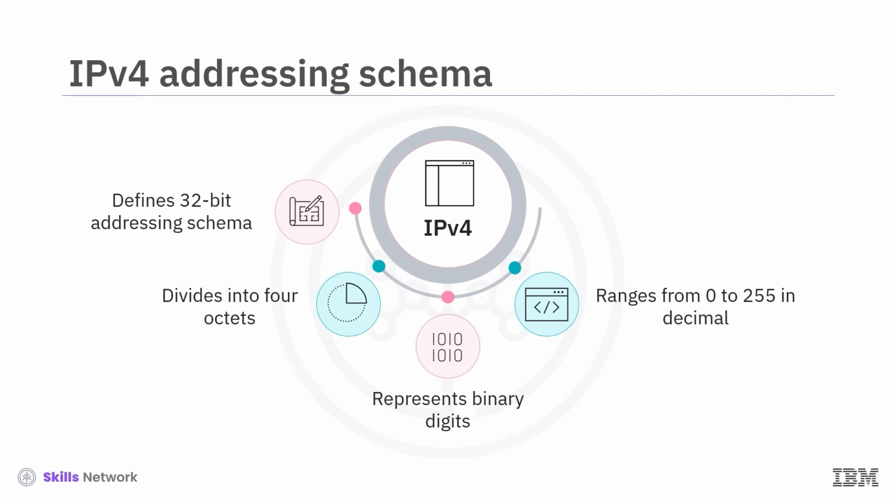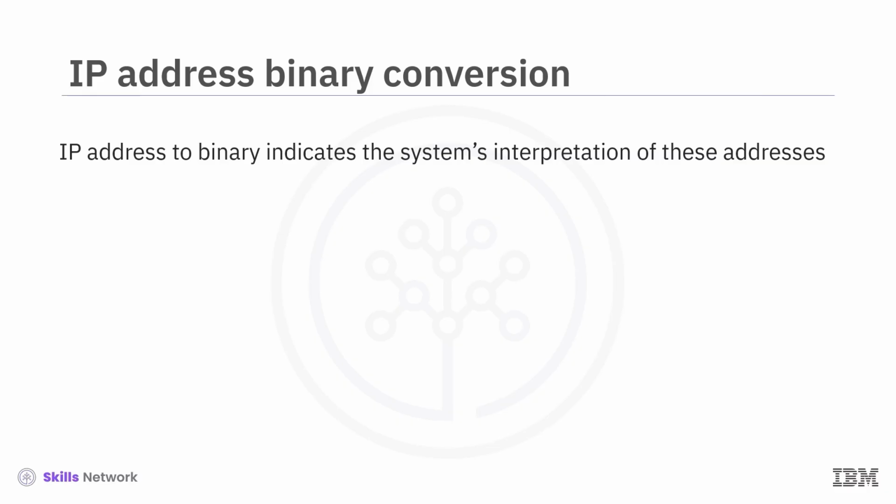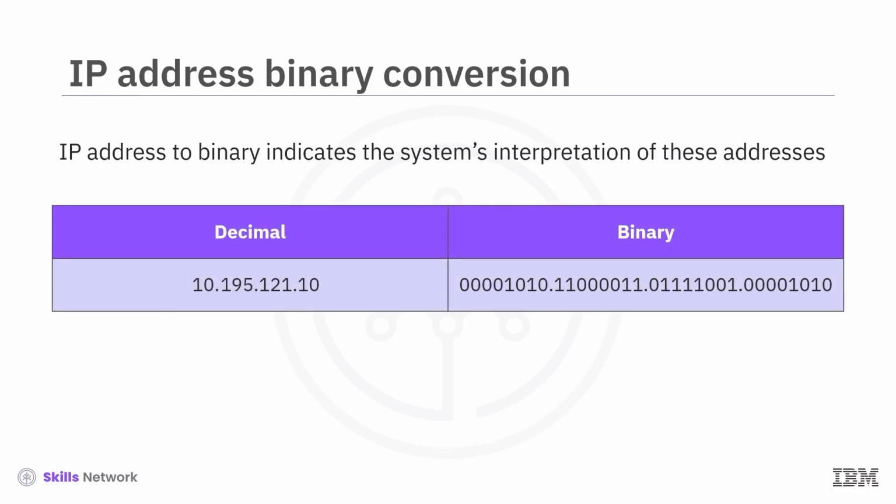Since the value of any of the 4 octets can range between 0 and 255, IPv4 provides a total of 4,294,967,296 possible addresses. Let us now understand how to convert an IP address to binary. IP address to binary is a system interpretation of these addresses. Let's discuss how to convert each octet from decimal to binary through an example.